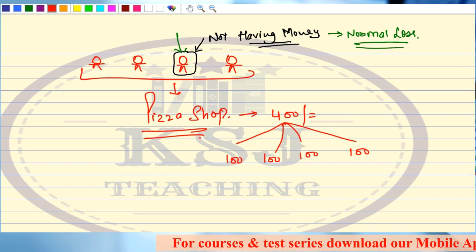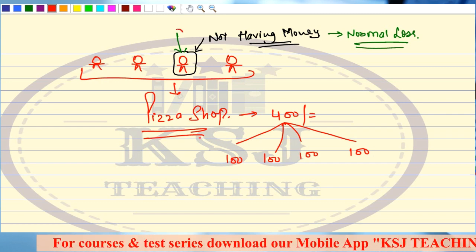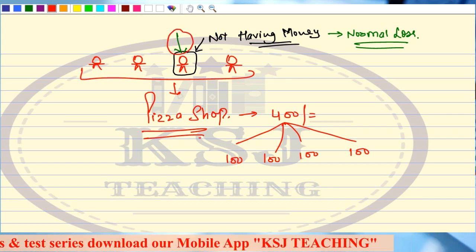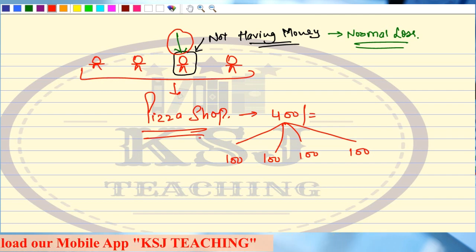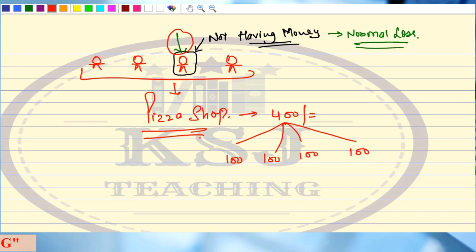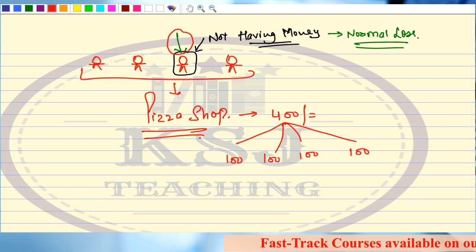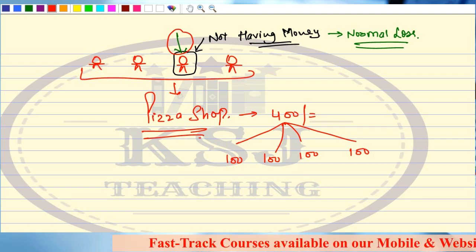Now, the other three friends say, I think you are lying to us. The other three friends are saying to this normal loss friend that we think you are lying to us. We will check your pockets. Right? That friend says, okay, you can check my pockets. Now what happened when these three friends checked his pockets? There was a 10 rupee note that they got.